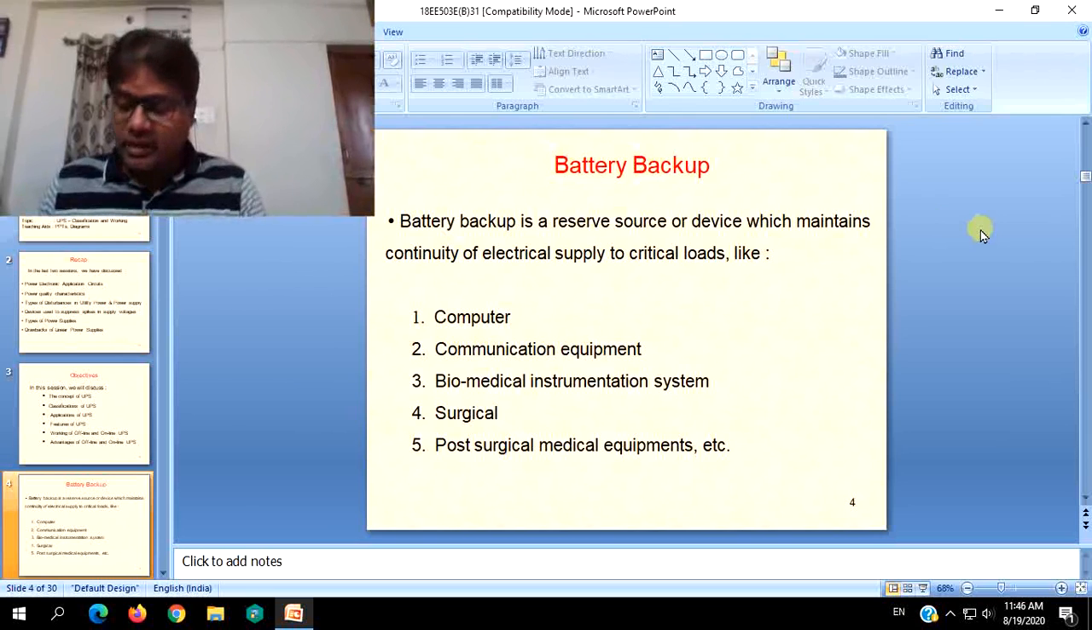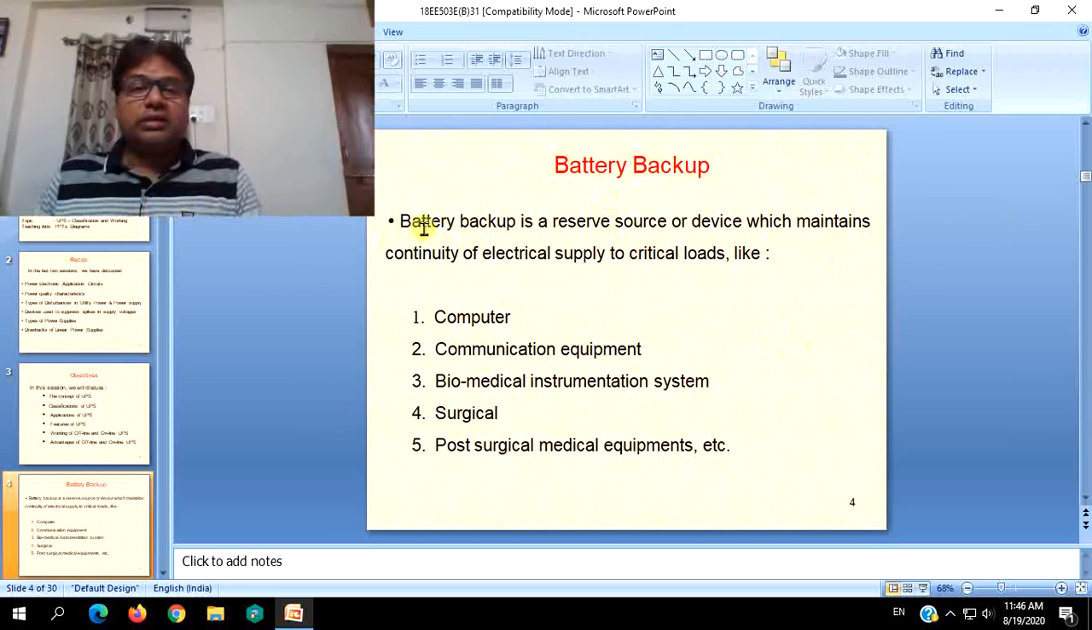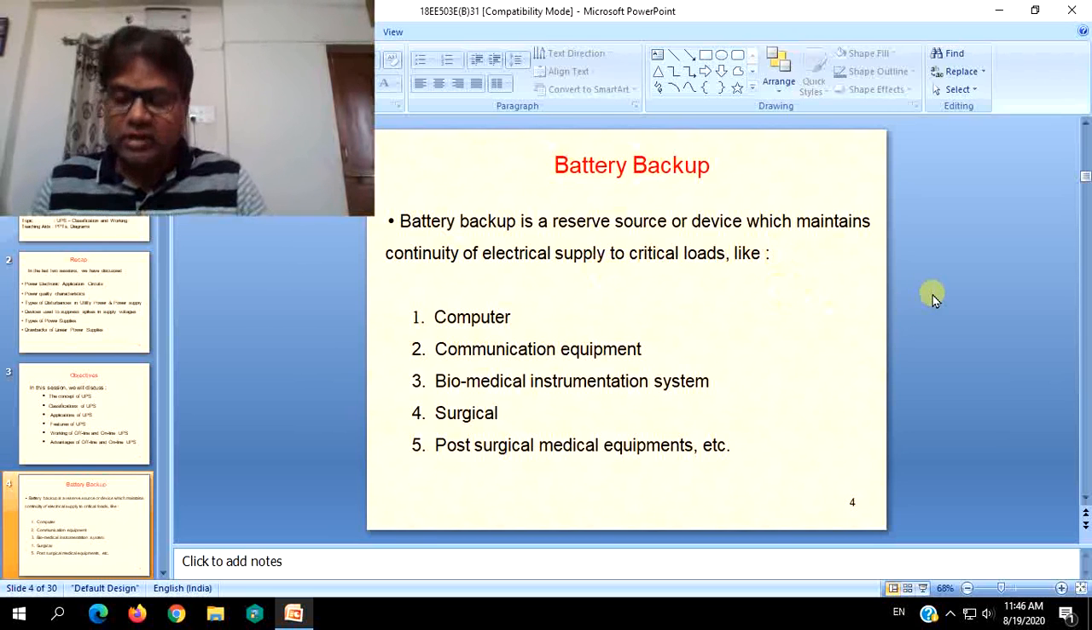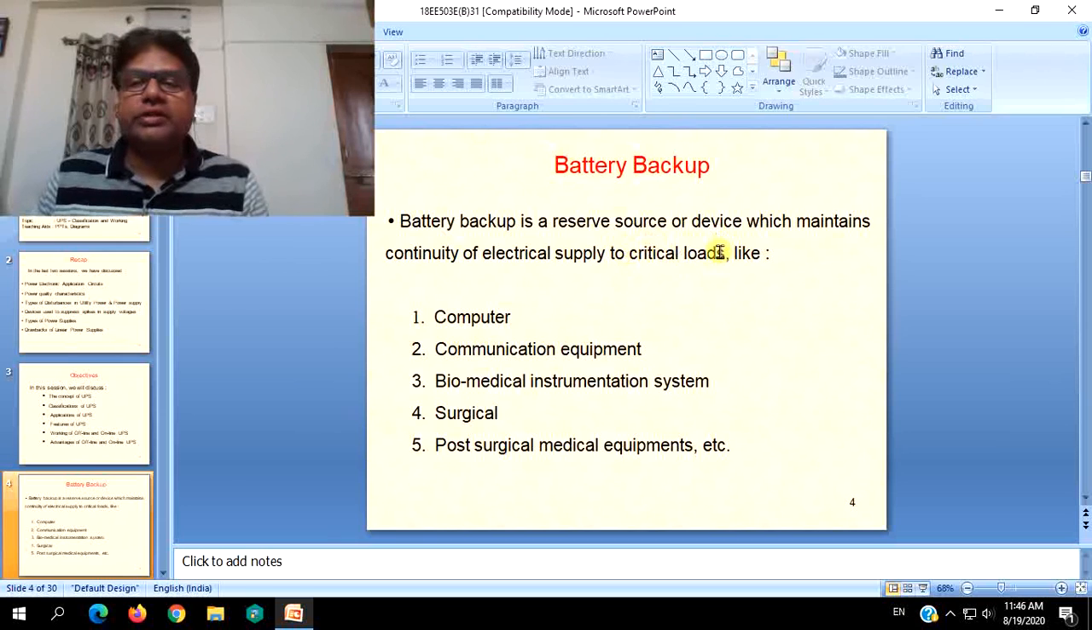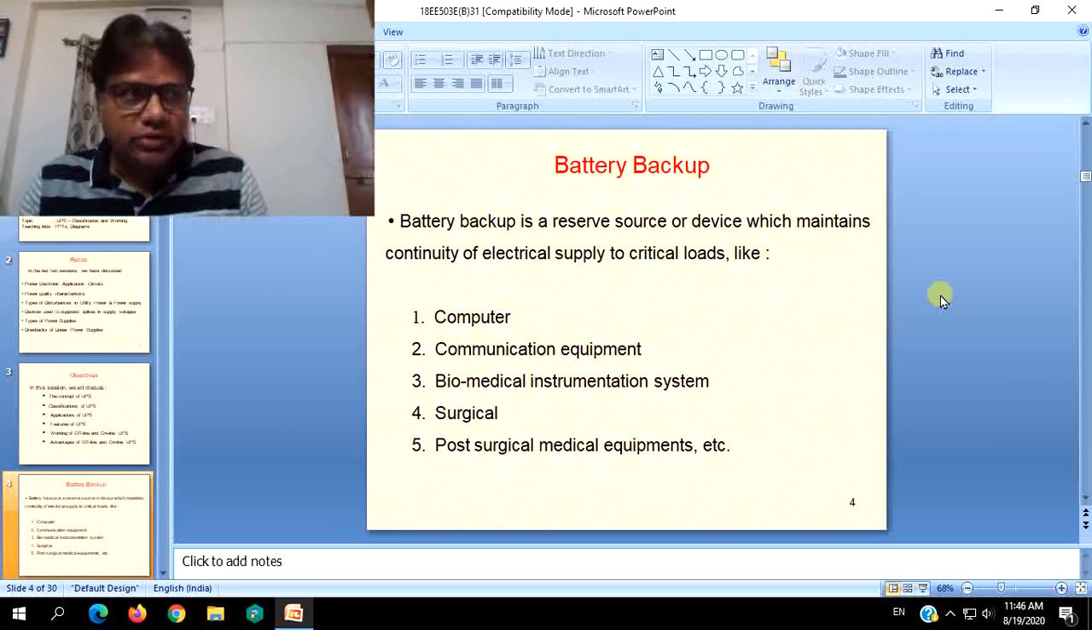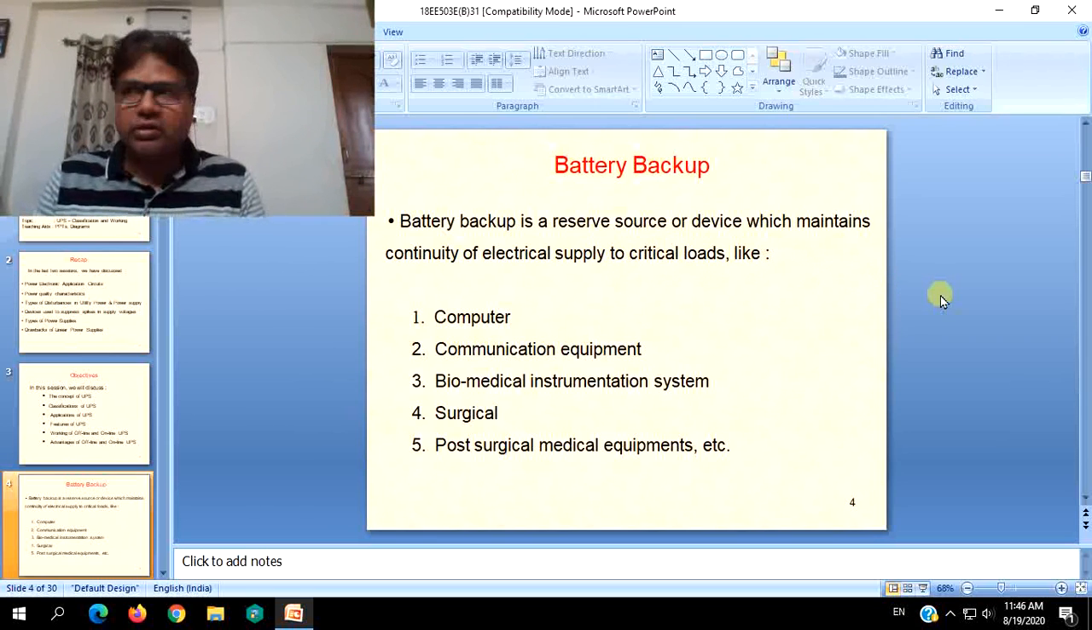So what is a battery backup? It is nothing but a reserve source or device which maintains continuity of electrical supply to critical loads. Why should we call it critical loads? In those days, not only those days, any day when we take the loads, all loads are not critical. It is not particularly compulsory that every load has to be run or operated continuously without any interruption.